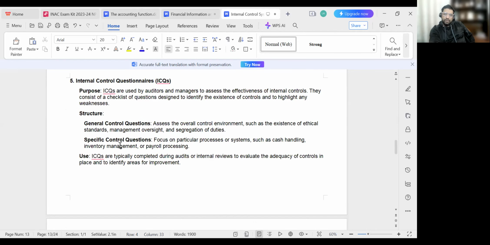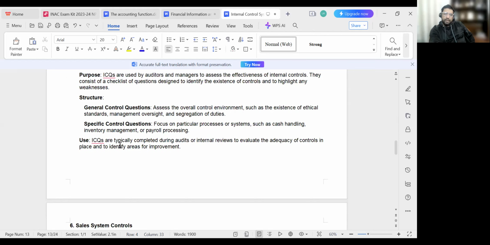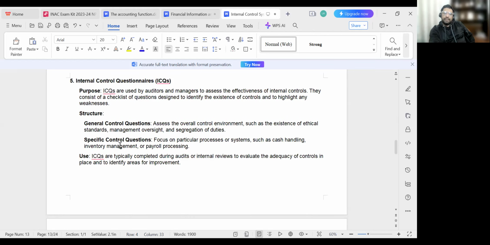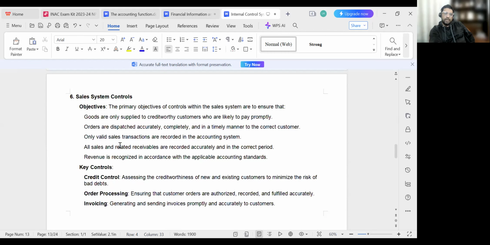We have internal control questionnaires. That's another part; they are more like SOPs. They are used by auditors and managers to assess the effectiveness of internal control. You have a list, you give it to different people in the organization, and they just have to fill in these forms, and on the basis of the results, you check whether the internal control systems are being followed or not. All right.